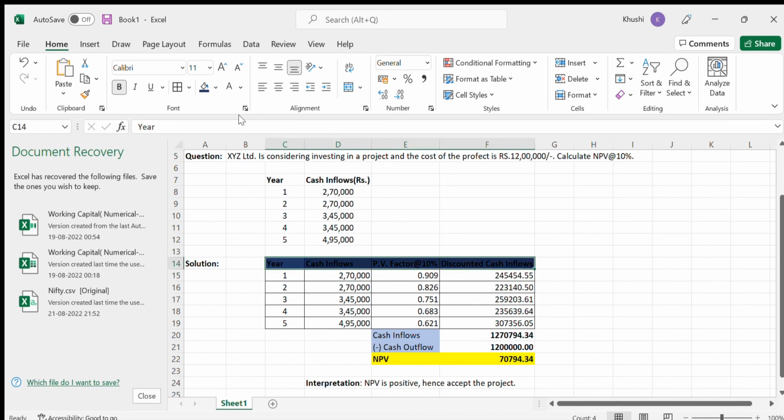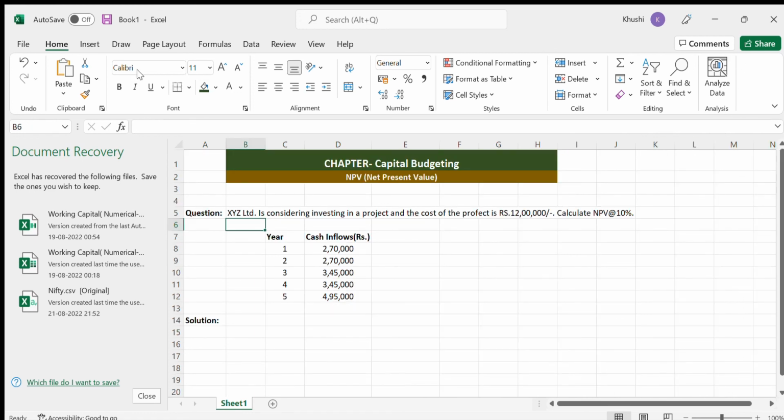So this is how we can calculate NPV. The formula for NPV is total cash inflows minus cash outflows. Thank you.